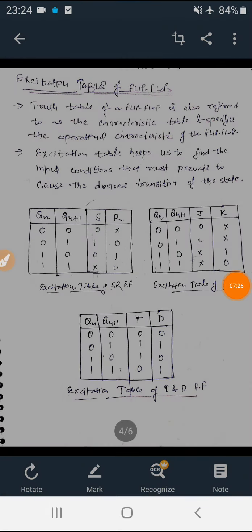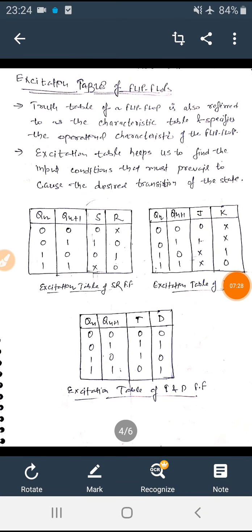Now the next topic is excitation table. We have already seen the characteristic or truth table of flip-flops. Now we will see excitation table. Truth tables were basically the characteristic tables which define the operational characteristic of the flip-flop.